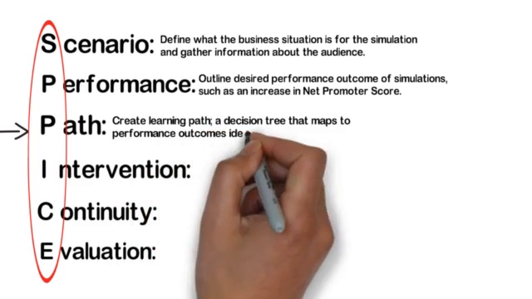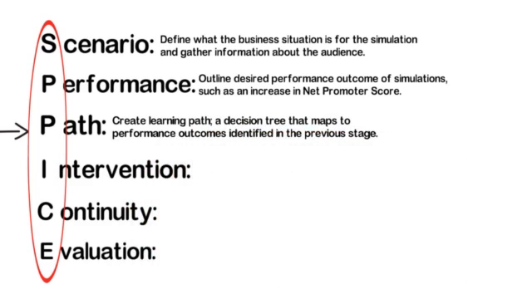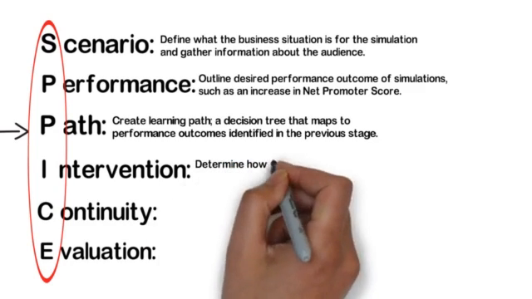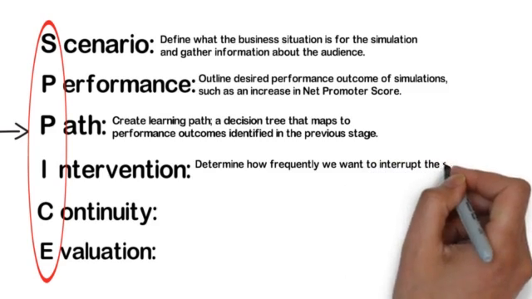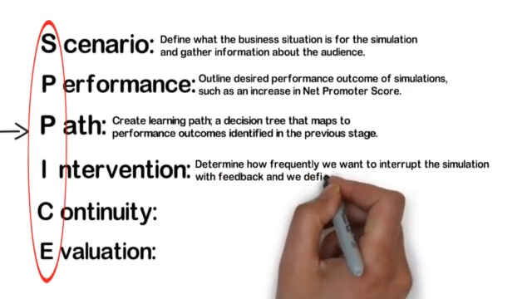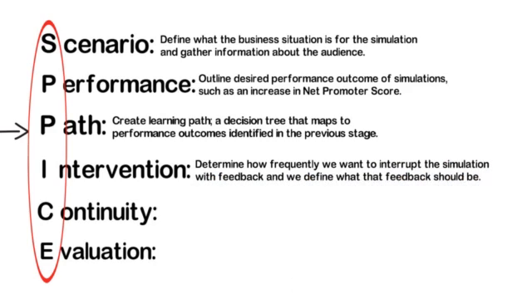Then we create the path for which the simulation will be built and mapping that to the performance outcomes. This tends to be the most time-consuming and complicated step in the process, especially when trying to simulate complex functions with many moving pieces and possible outcomes. We then decide how frequently we want to interrupt the simulation with feedback and specifically what the feedback should be. In our research, we found that learners need to actually be taken out of the simulation if certain actions are taken which can be pivotal for job performance.